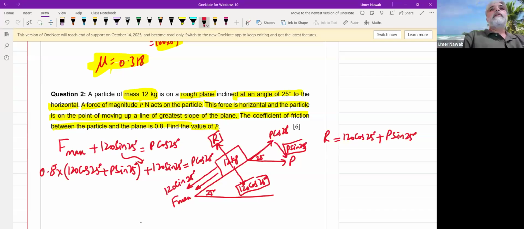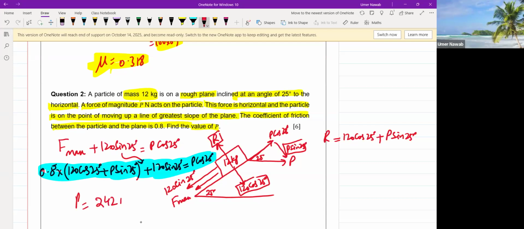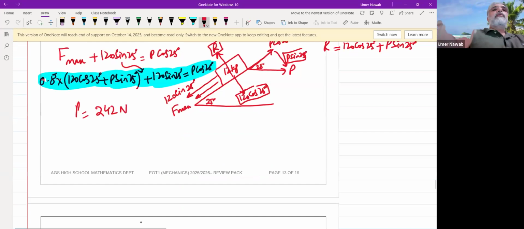My dear friends, I would love it if you copy this on your calculator and use the equation solver. That will give you the value of P equal to approximately 242 Newtons. Now we go to question number 3.